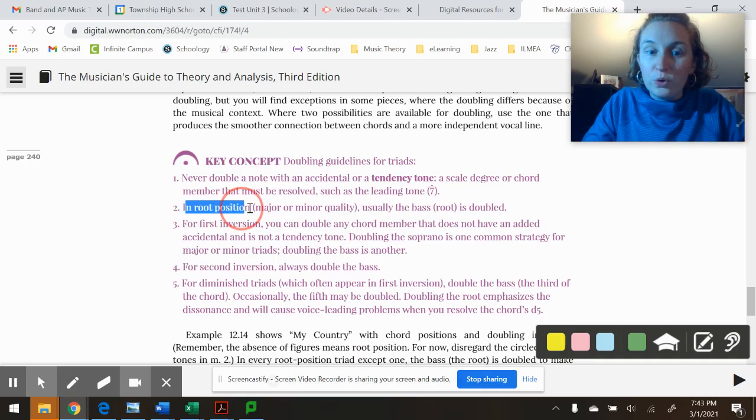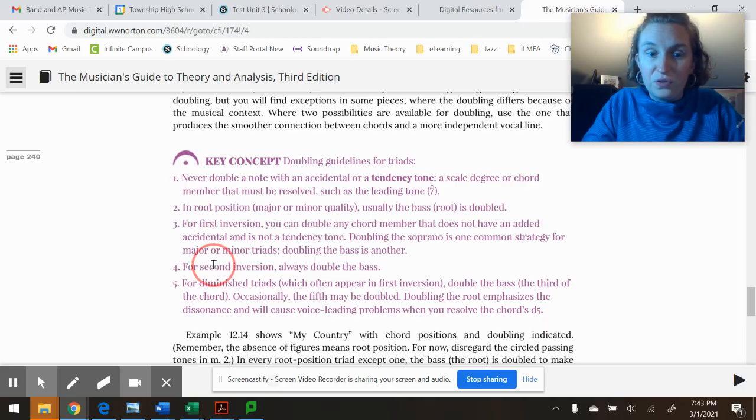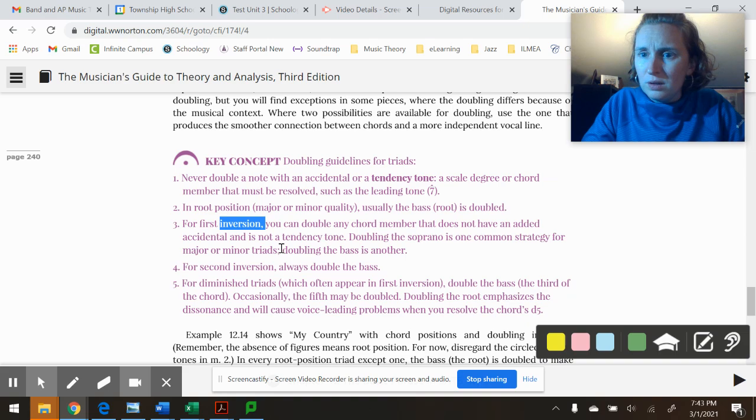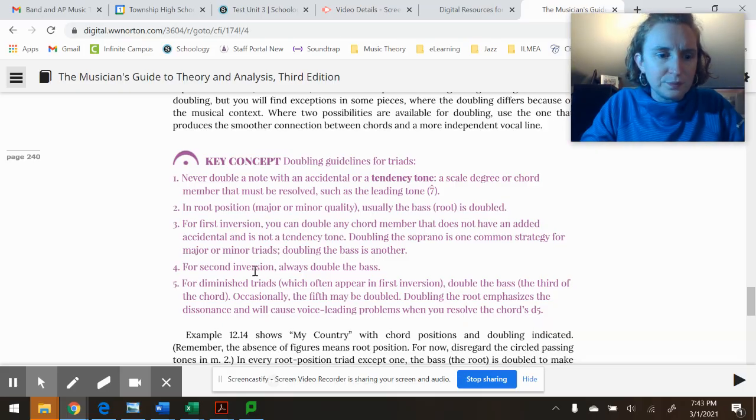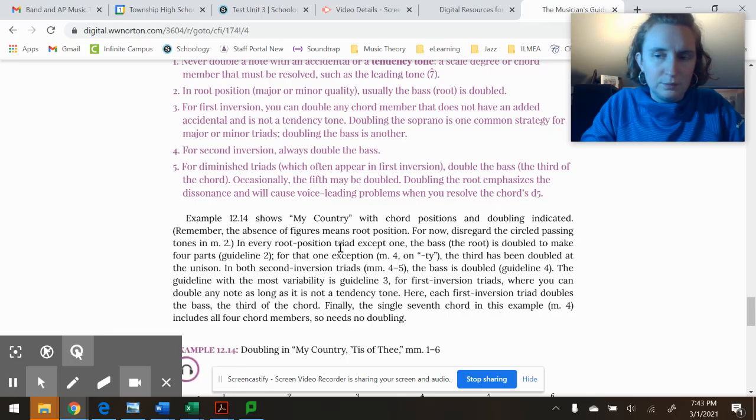Okay. In root position and 2nd inversion, double the note you put in the bass. It's the root here, it's the 5th here. For 1st inversion, double whatever works. How am I going to know which one to do? Again, we're going to have a few more part writing rules that might help you figure out which one to do. All right. The diminished.